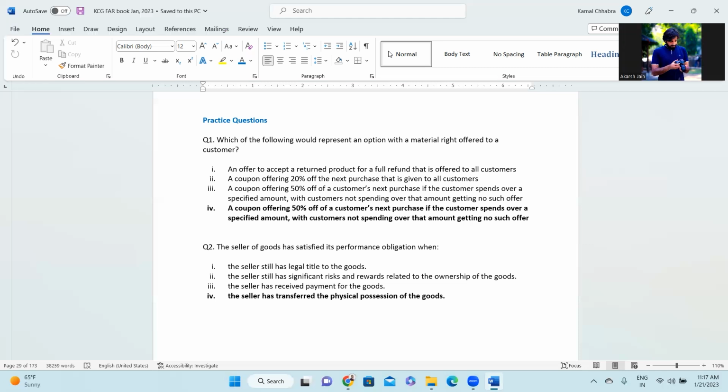Right. Fourth point is a coupon offering 50% off a consumer's next purchase if the customer spends over a specified amount, with the customer not spending over that amount getting no such voucher. It is the same, sir. Okay, so there might be a typo error.